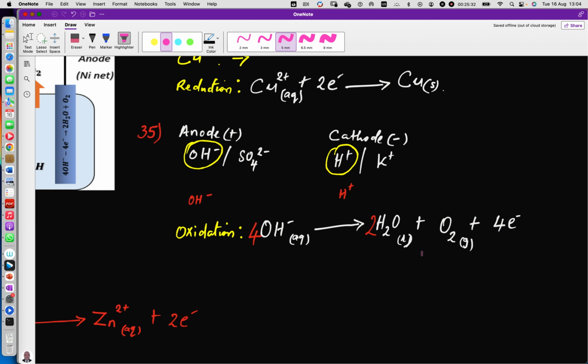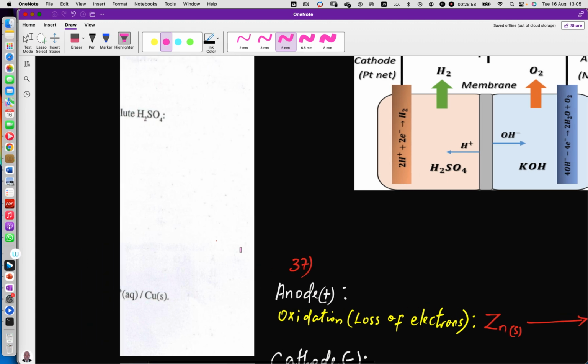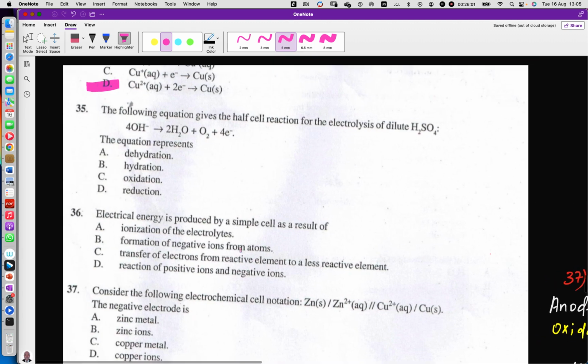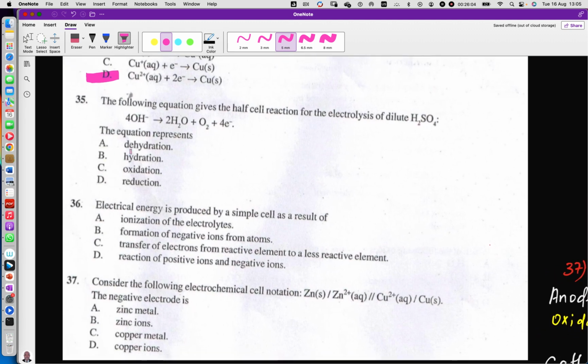We now balance it. So it is undergoing oxidation. It is negative, so it needs to undergo oxidation. If it was positive, it would undergo reduction. Reduction is gain of electrons. Oxidation is loss of electrons. So going back to our answer column, question number 35: the equation represents dehydration? No. Hydration? No. It represents oxidation. Correct. 35 is C.